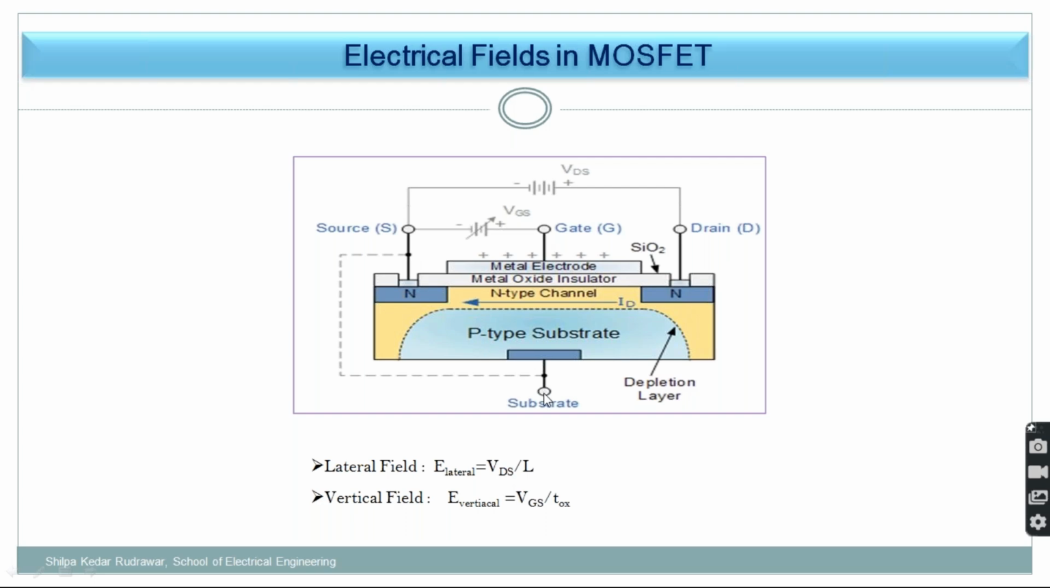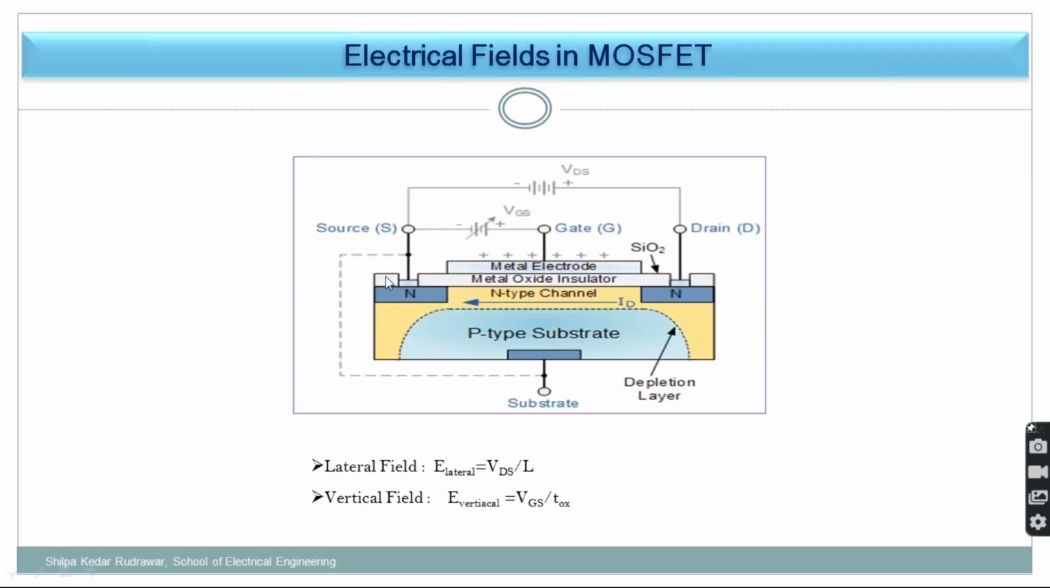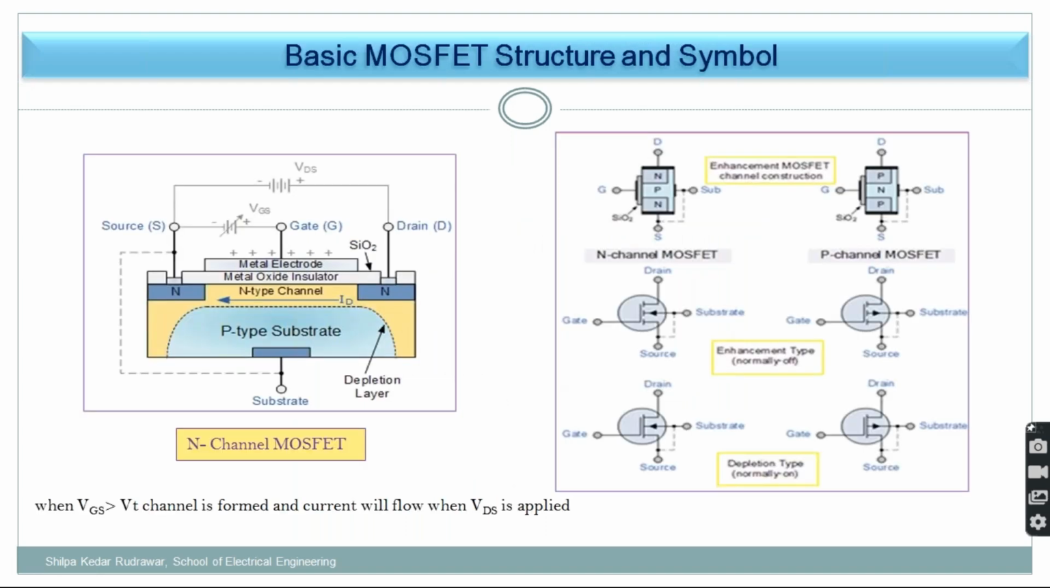It is also called a bulk. It is also called a substrate. So this is internally connected to the source to avoid a body effect that we will see in the coming lecture. So just remember this thing in your mind.